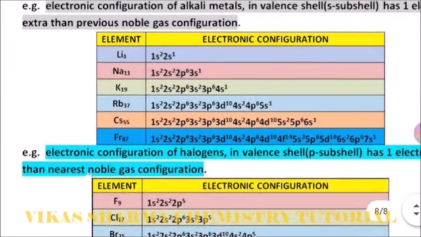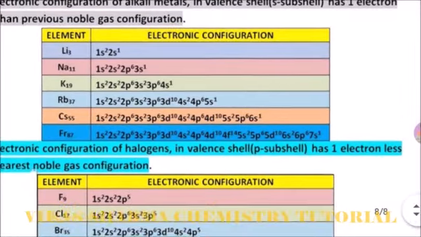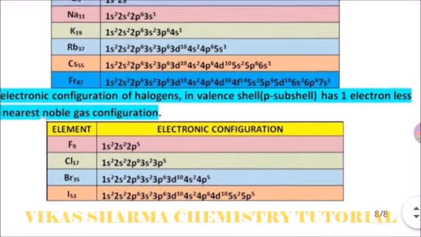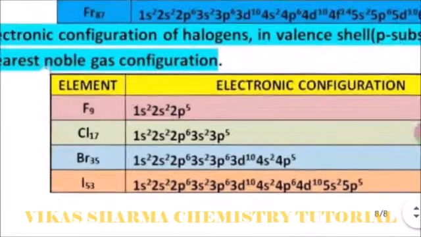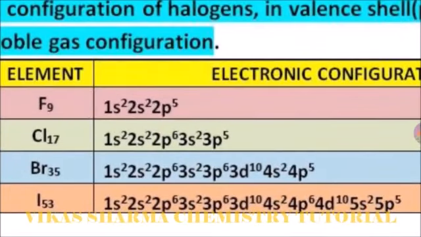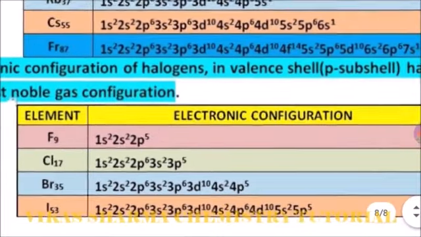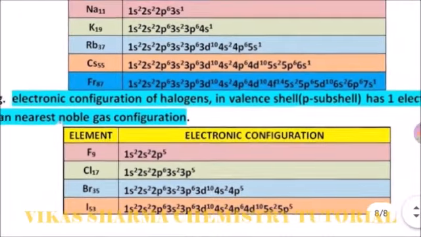The next one is the electronic configuration of halogens in the valence shell. The p subshell has one electron less than the nearest noble gas configuration. For example, fluorine has 2s2 2p5, neon is 2s2 2p6, chlorine 3s2 3p5, argon shows 3s2 3p6, bromine is 4s2 4p5, and iodine is 5s2 5p5. Due to this reason, the halogens show the same chemical behavior.